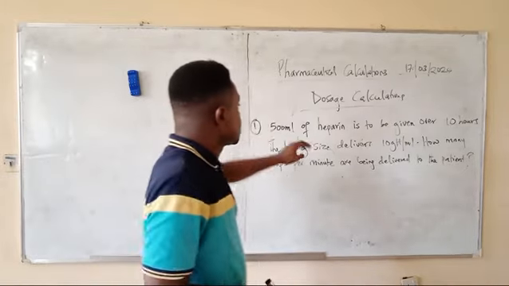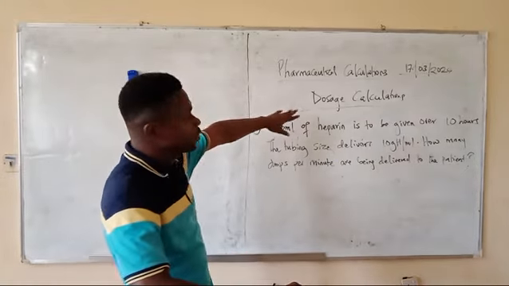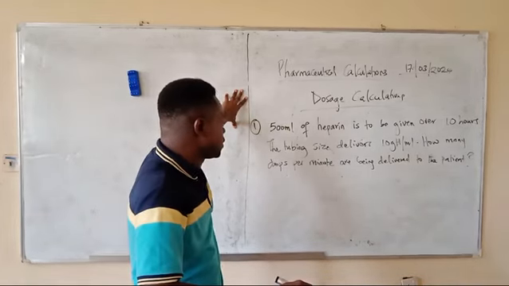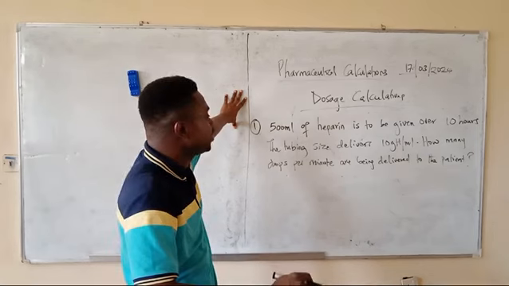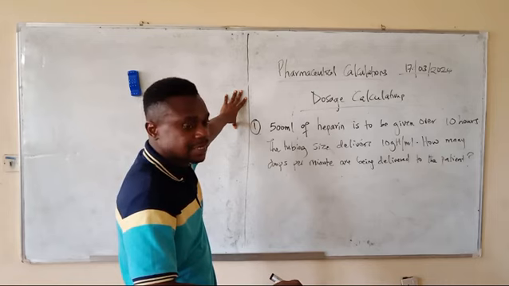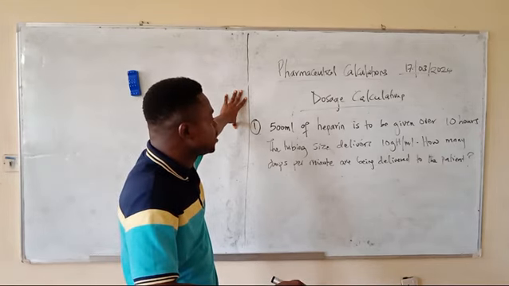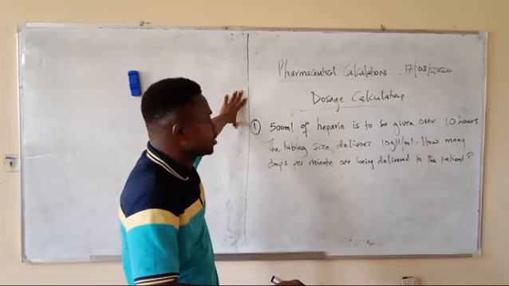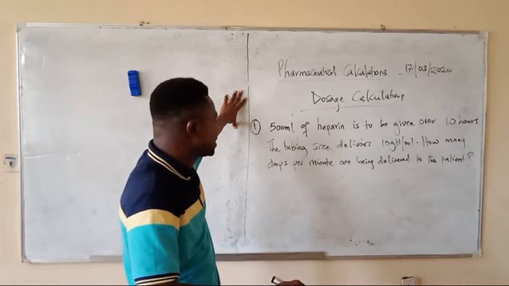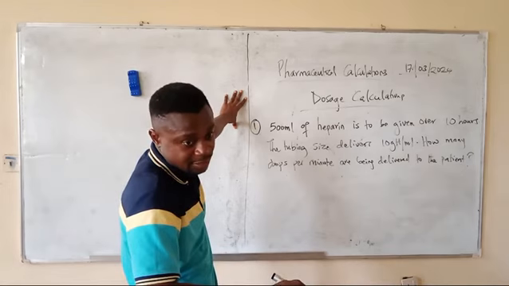Okay, so let's look at this question. This question is from dosage calculation. It says 500 ml of heparin is to be given over 10 hours. The tube inside delivers 10 drops per ml. How many drops per minute are being delivered to the patient?